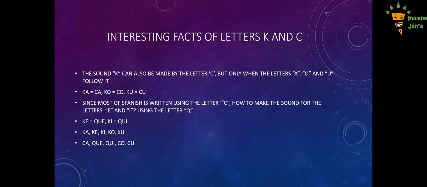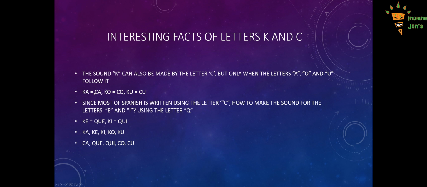So, let's start going deep in the stomach of Spanish. What the hell is the problem with Spanish? Why are some letters pronounced exactly the same as other ones? So let's start with K and C, which is very simple. The sound of K can also be made by the letter C, but only when the letters are A, O, or U. A, O, U. Follow it.